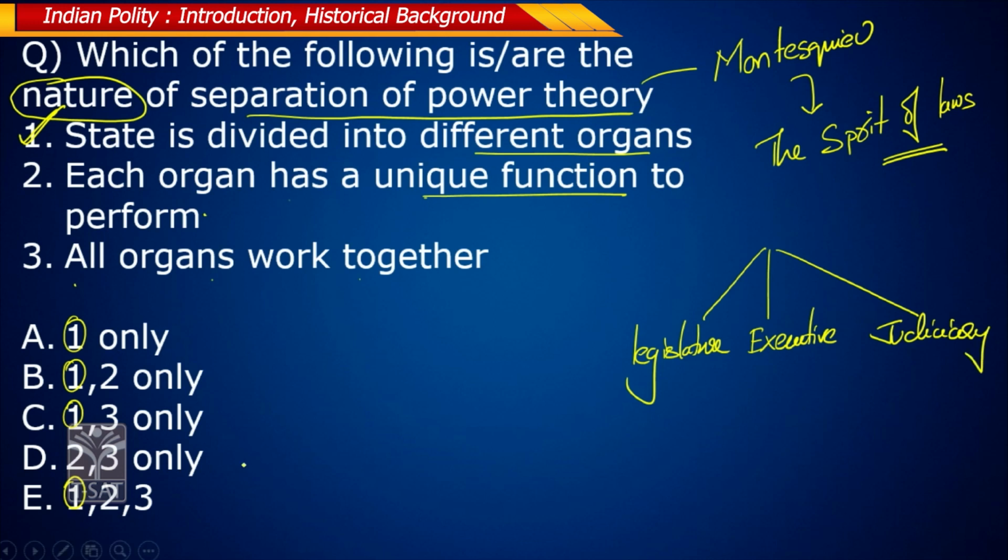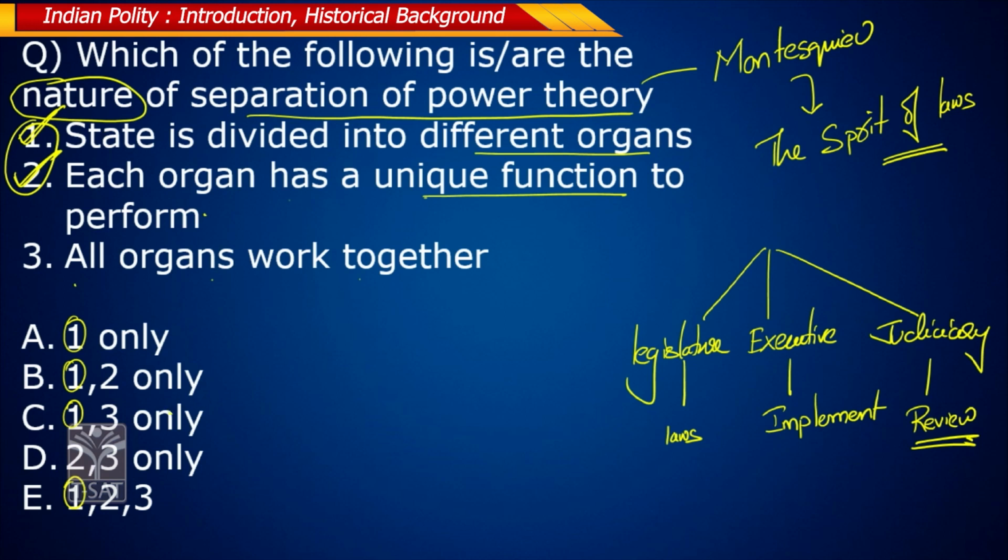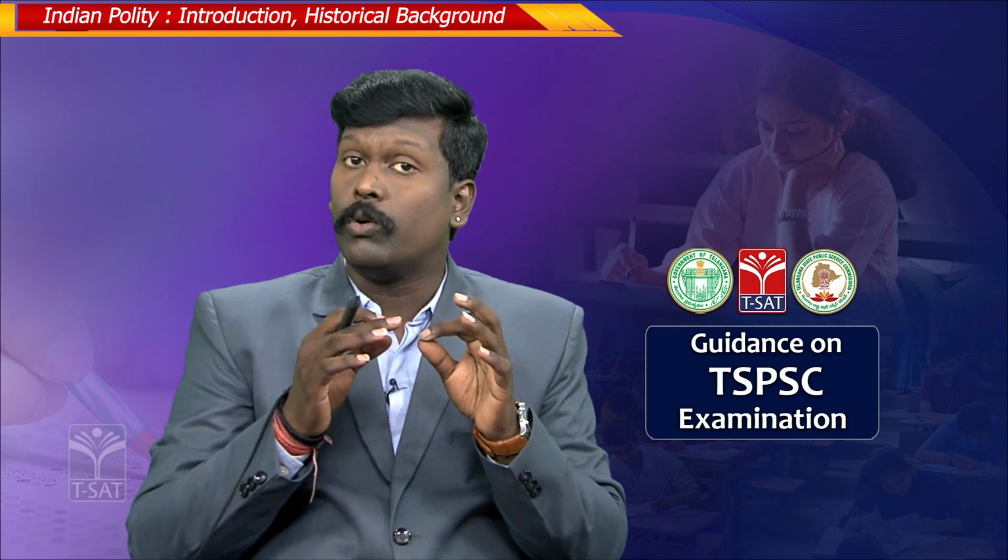Now, this is correct. 2, each organ has a unique function to perform. Absolutely correct. Legislature to make laws, executive to implement the laws, and judiciary to review those laws. So these two are correct. So as these two are correct, you can actually eliminate these two options. Now look at the third one. All organs work together. If you look at the separation of powers theory as a theory, not in India, but as a theory, every organ is unique and do not interfere with each other.